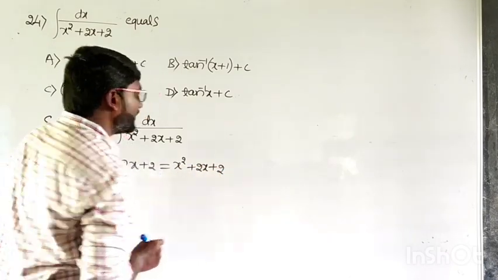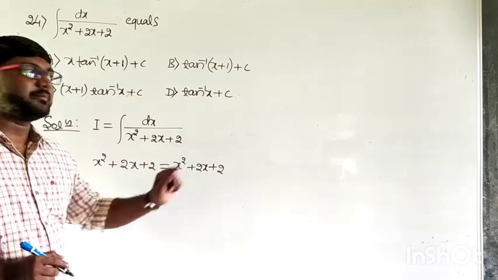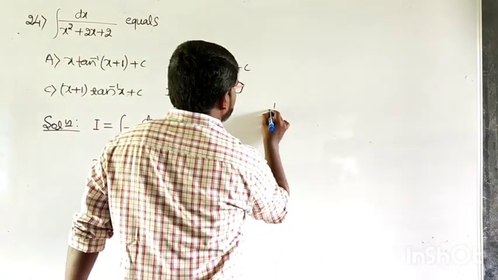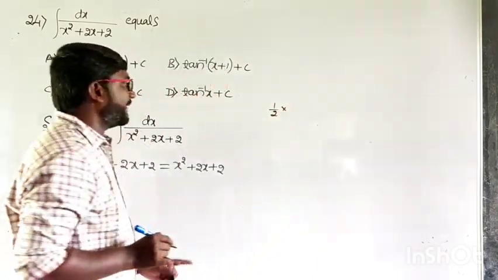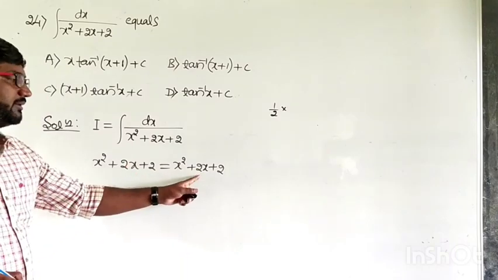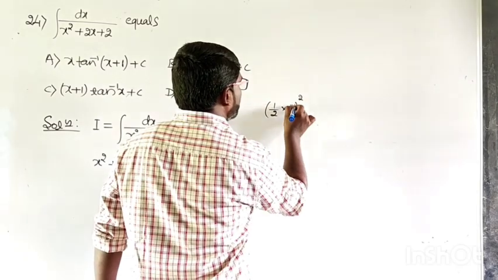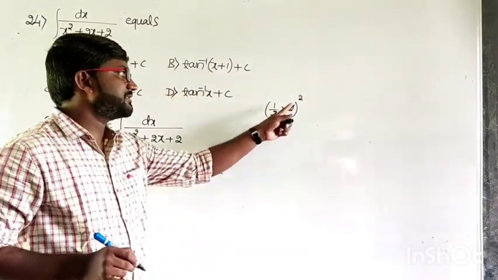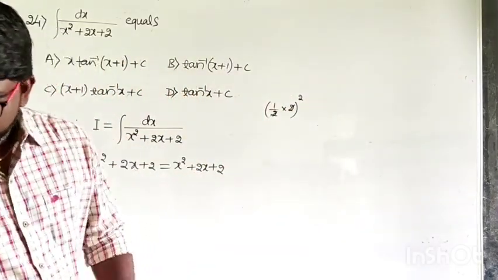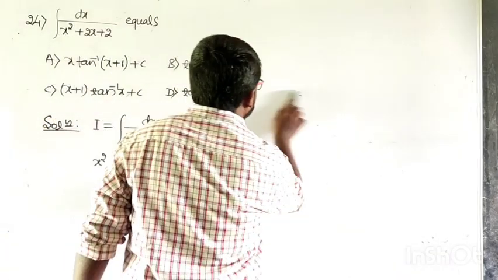So what we have to do now? We have to add and subtract 1 by 2 into b the whole square. 1 by 2 into b. The b value is 2 now. 2 the whole square, 2 gets cancelled. We have 1 here. 1 square will be 1. So we have to add and subtract 1.